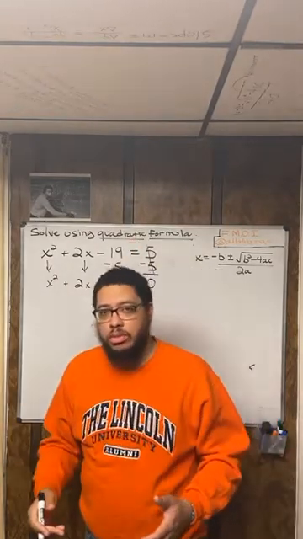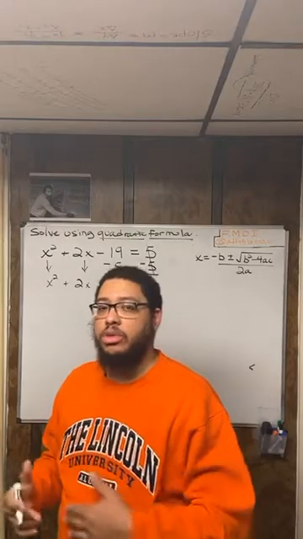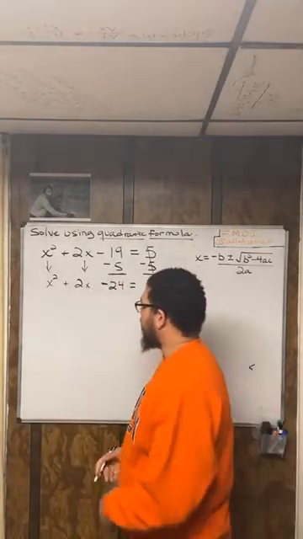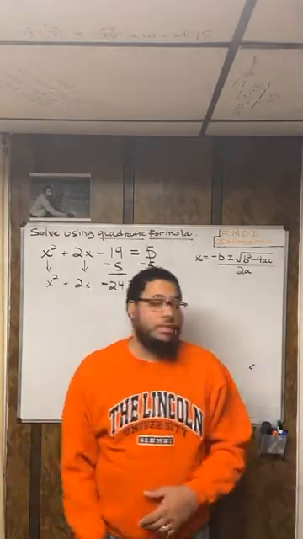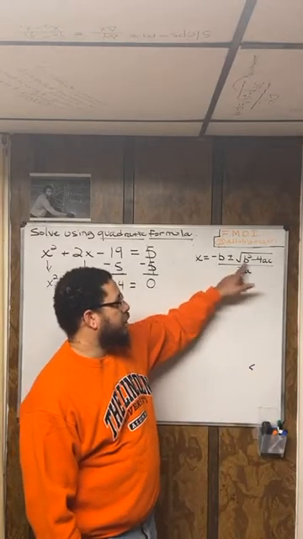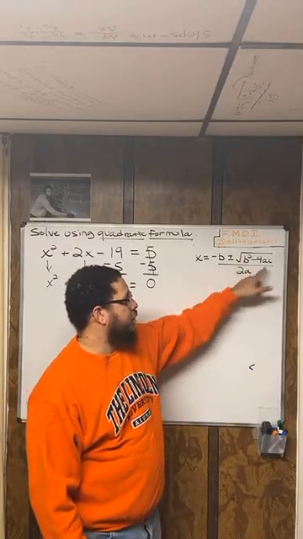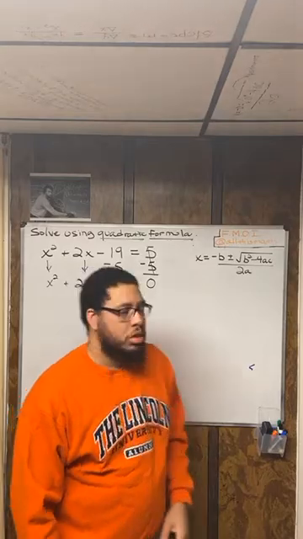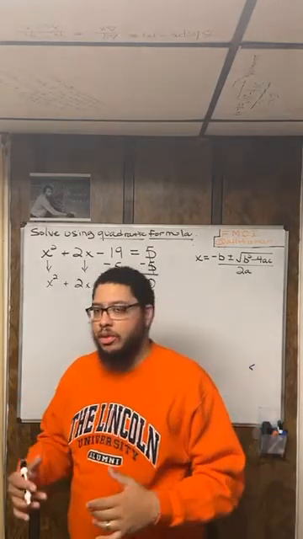First thing you want to do when you're solving an equation using the quadratic formula is identify your a, your b, and your c. Because when you look at the formula, I see b a couple places, I see a a couple places, I see c in one place. Those represent numbers from any equation.